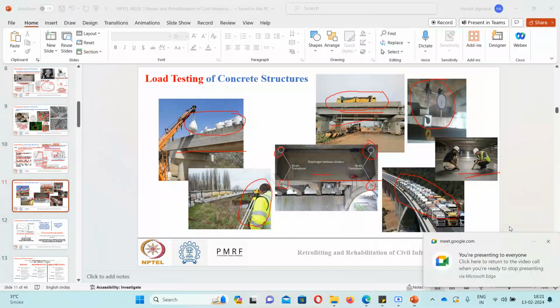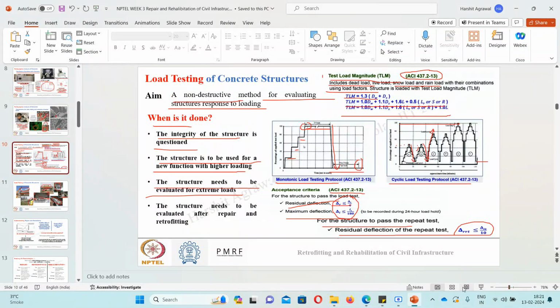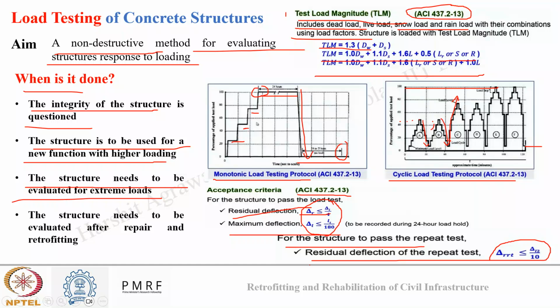Okay, so what we do in monotonic loading: I know the total load magnitude, the total load magnitude for which I need to check my structure. Now in monotonic load testing, I will initially apply a small percentage of load. Generally when we are doing load testing, we don't immediately expose it to TLM. We apply load slowly and increase it so that we can see the deflection properly.